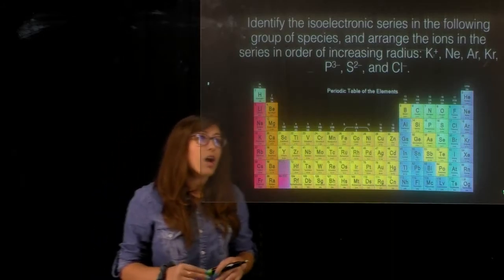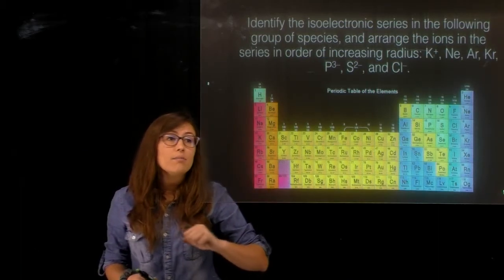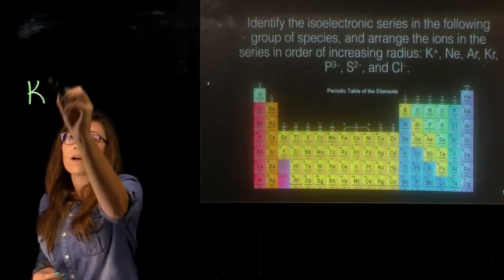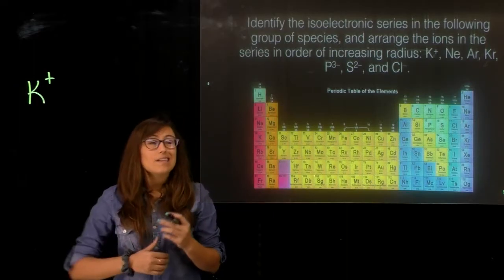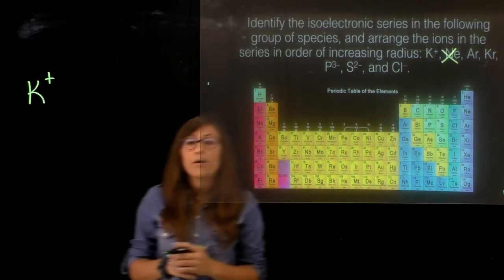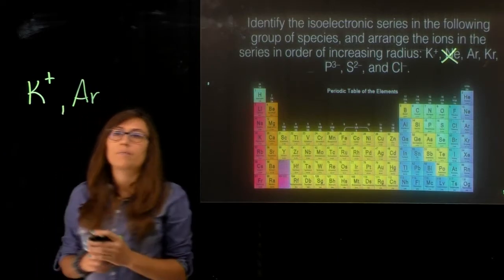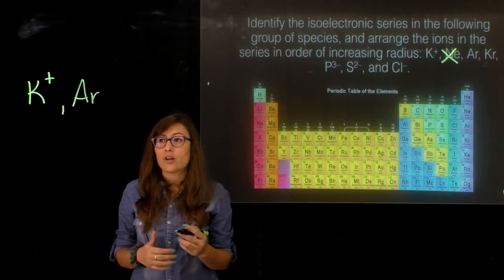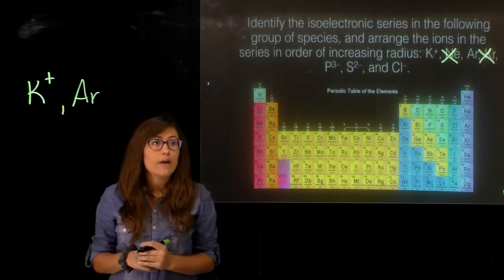radius. So we're going to start off with potassium plus. Well, if we remove one electron from potassium, it's going to become isoelectronic with that of argon. So I'm going to write right now K plus. Well, we have neon as the next element. Is neon isoelectronic with that of potassium? It's not. So I'm going to cross that one out. The next one is argon. Argon is isoelectronic with that of potassium. The next one is krypton. Krypton is not isoelectronic with either potassium or argon, so I'm going to cross that one out.